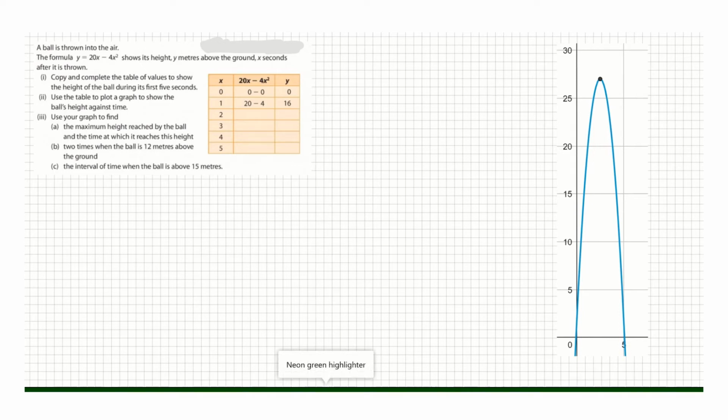Right, for this question we're looking at functions. So a ball is thrown into the air, so we're looking at the practical application of it. The formula y equals 20x minus 4x squared. So a couple of things here. Remember now it says y equals 20x minus 4x squared. That could be presented as f of x equals 20x minus 4x squared. They're the same thing. We can also see that it's an x squared.